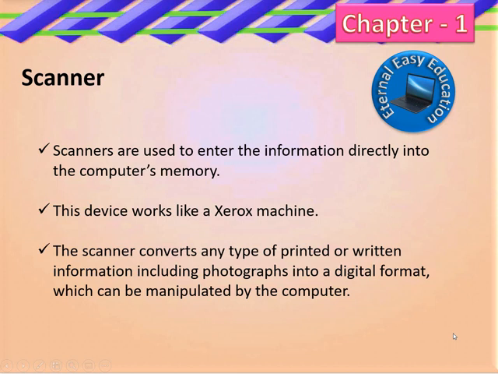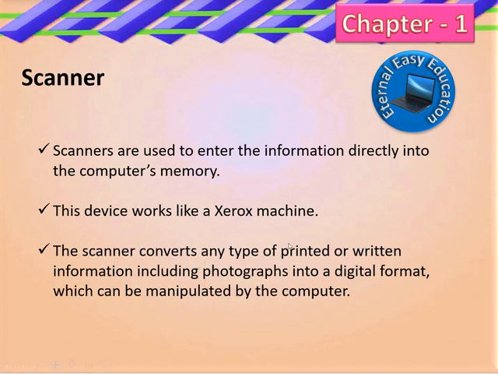Next input device is scanner. Scanners are used to enter the information directly into the computer memory. This device works like a Xerox machine. So just what is the use of a Xerox machine? We can keep the paper on the Xerox machine, it will scan, and we can take the printout in another paper, right? So the scanner also does the same thing, it also scans, but it stores the content in the computer.